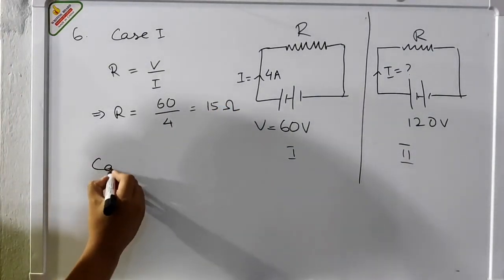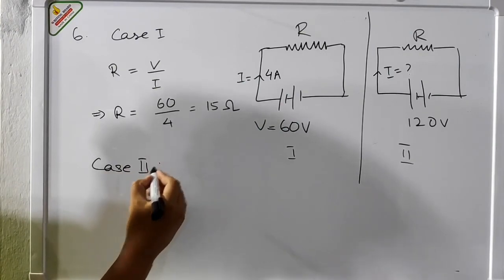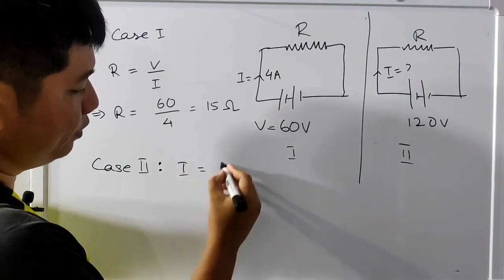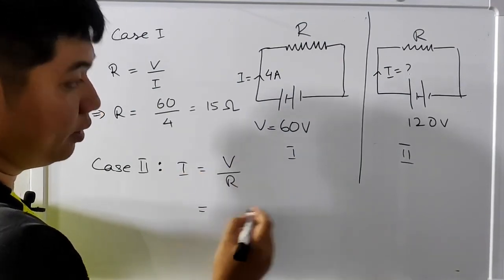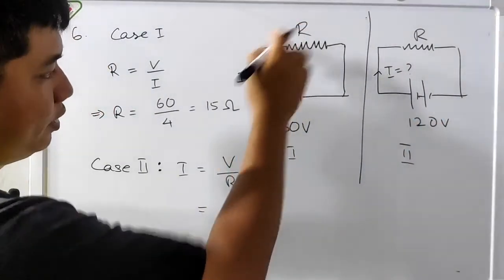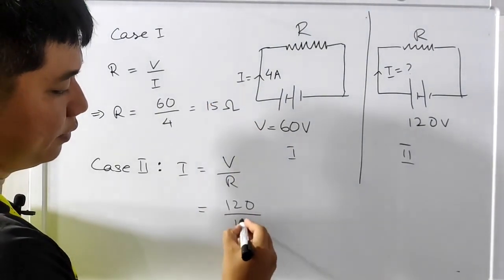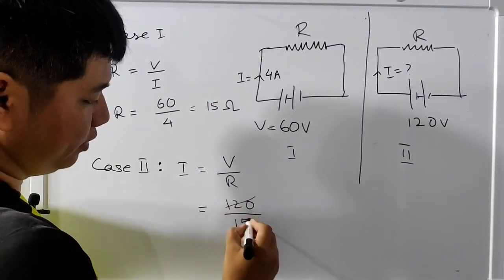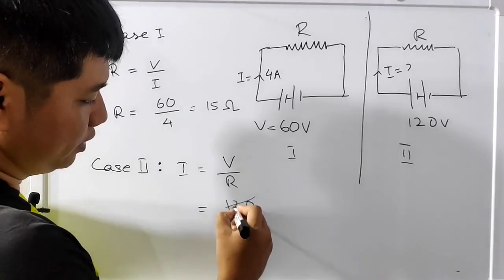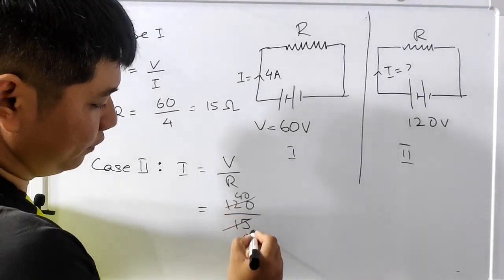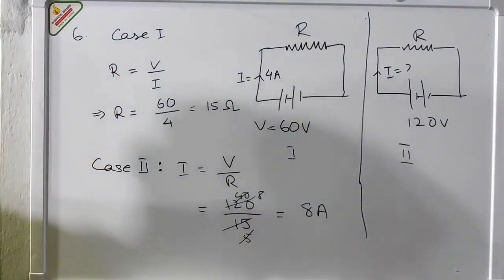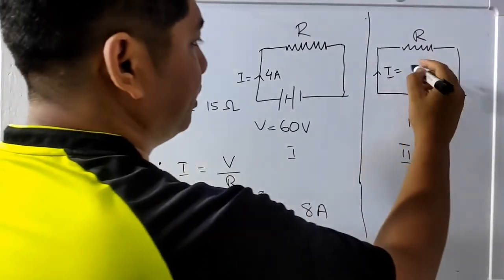Then case 2. In case 2, we are going to calculate I. From Ohm's law again, I equals V by R. The voltage becomes 120, but the resistance does not change. It is 15. Cancelling, we have 3 5s are 15, 3 4s are 12, 3 zeros are 0, 8 ampere. So this current is 8 ampere.